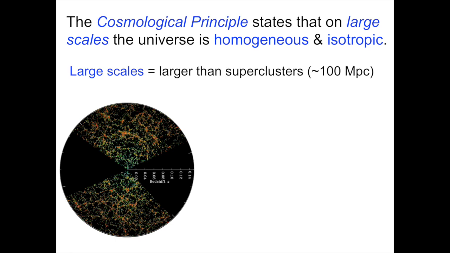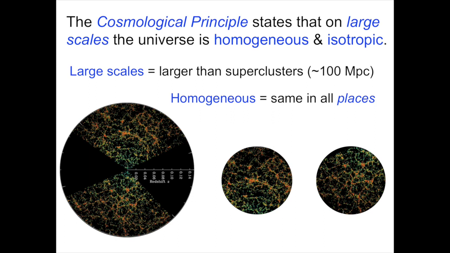This is scales which are larger, for example, than the sizes of the filaments and voids that we see in the nearby universe, as embodied, for example, in this Sloan Digital Sky Survey map of the nearby volume of the universe. The scale of this map is much larger than 100 megaparsecs, and we are in the scale where we are now able to talk about cosmological large scales. Homogeneous means the same in all places. Isotropic means the same in all directions.